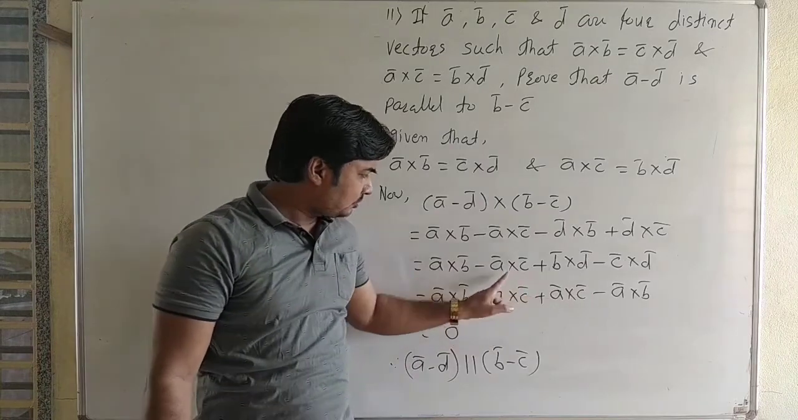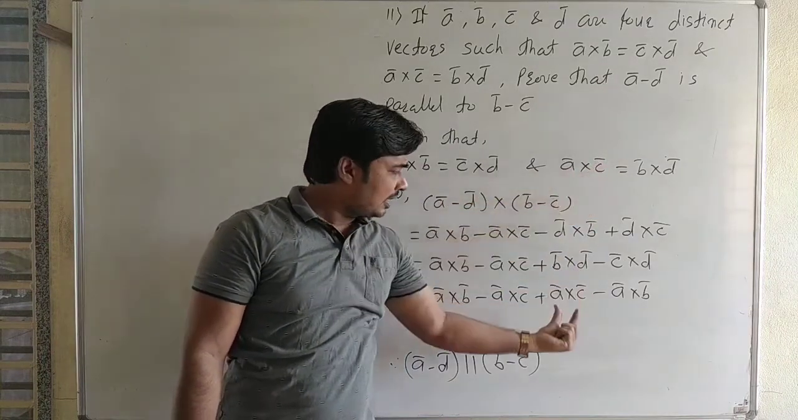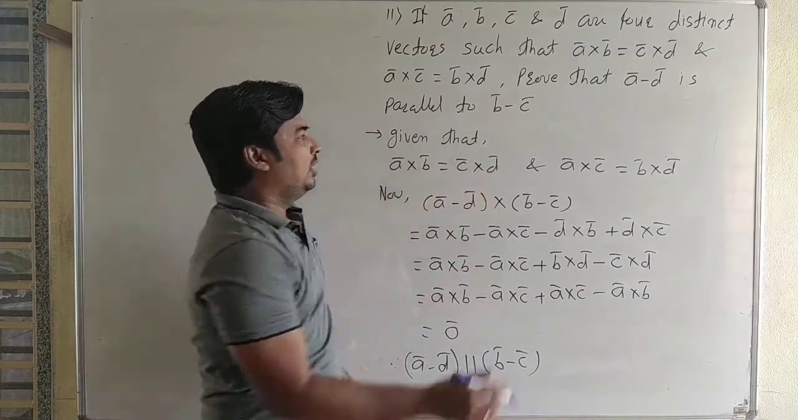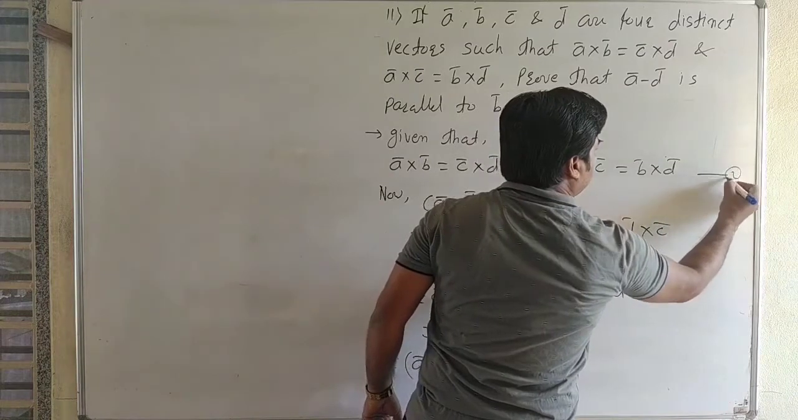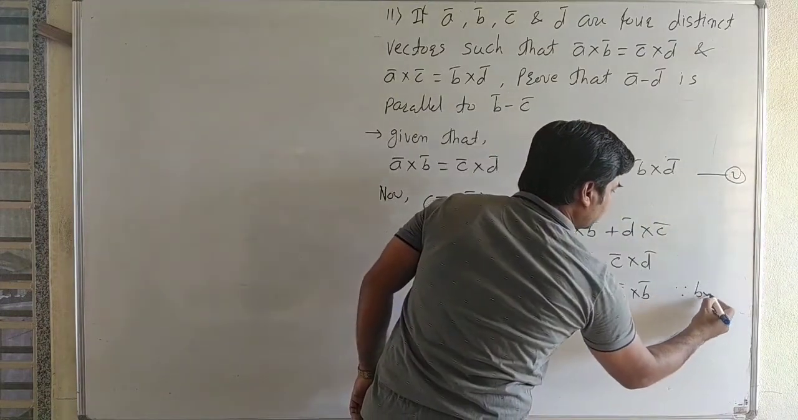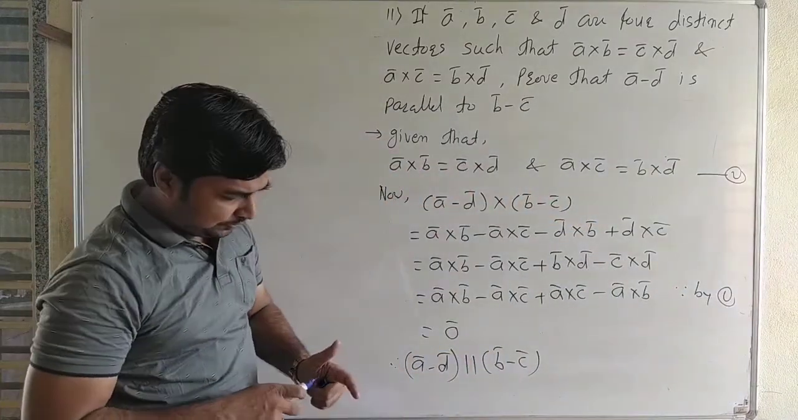Here see carefully: b bar cross d bar is a bar cross c bar, which is given, and c bar cross d bar is also given. Here we can write, suppose it is equation number 1, and then the reason is by 1. Okay, see carefully. Now we see the next example.